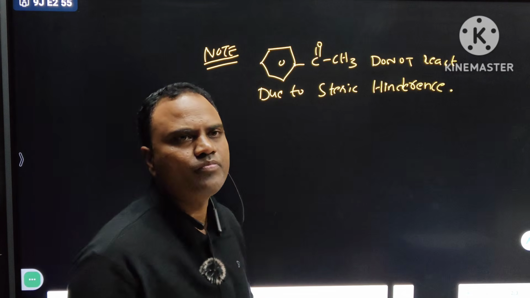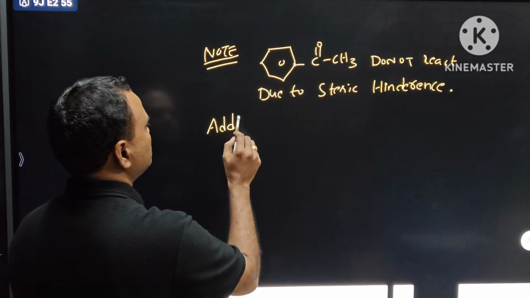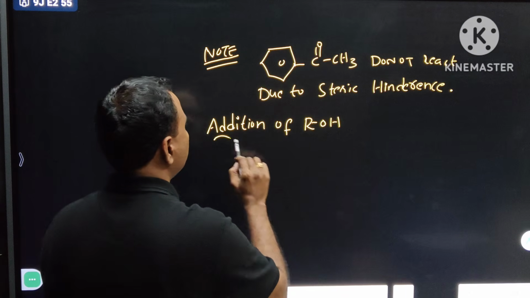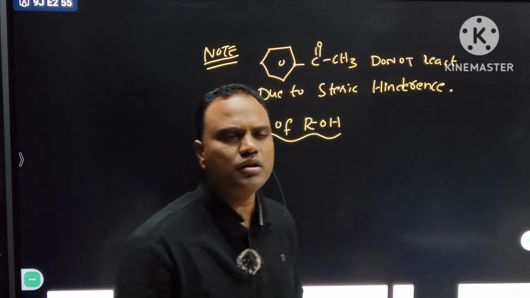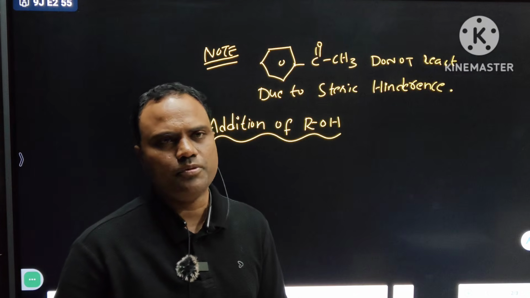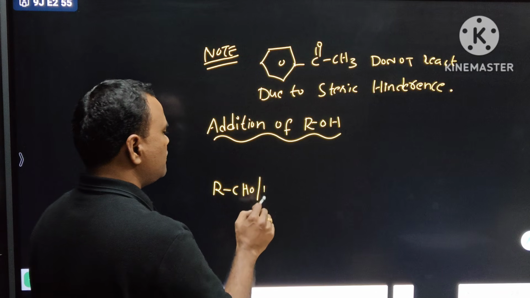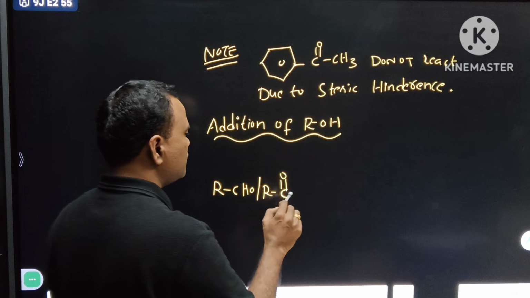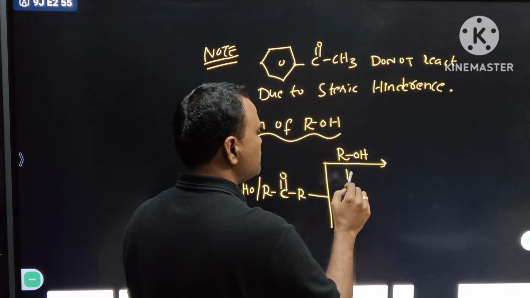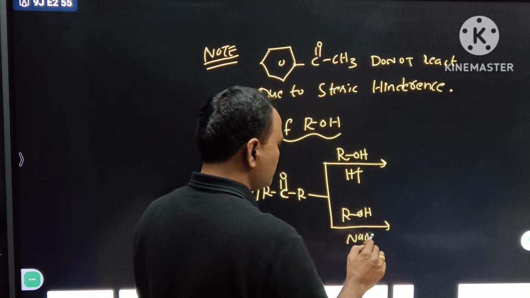Next property, addition of alcohol. See, alcohol adds to aldehyde or ketone in two different mediums, acidic medium and basic medium, and gives different products. Okay, let us see. I'm taking aldehyde or ketone and adding alcohol in acidic medium, and adding alcohol in basic medium, NaOH.